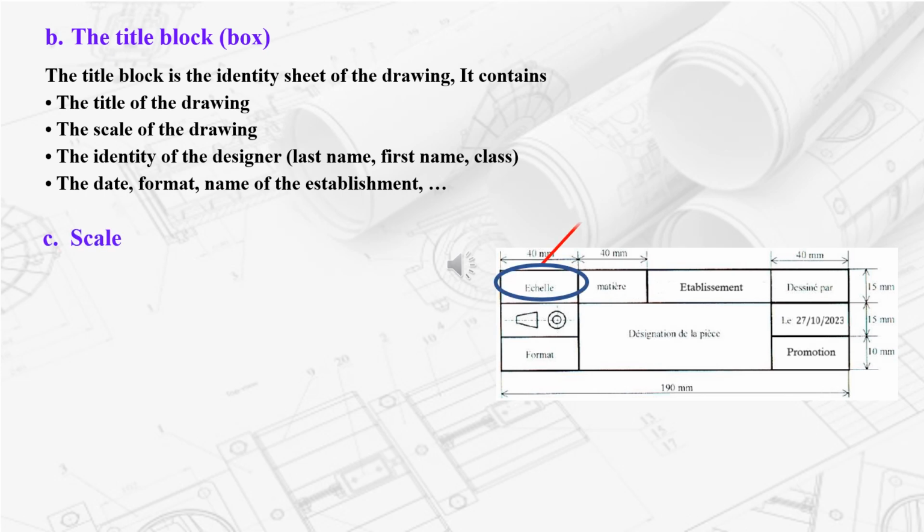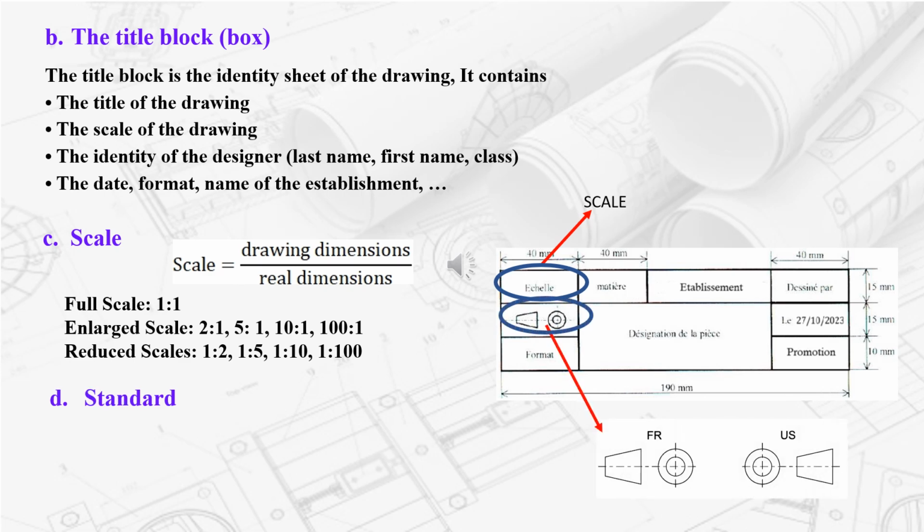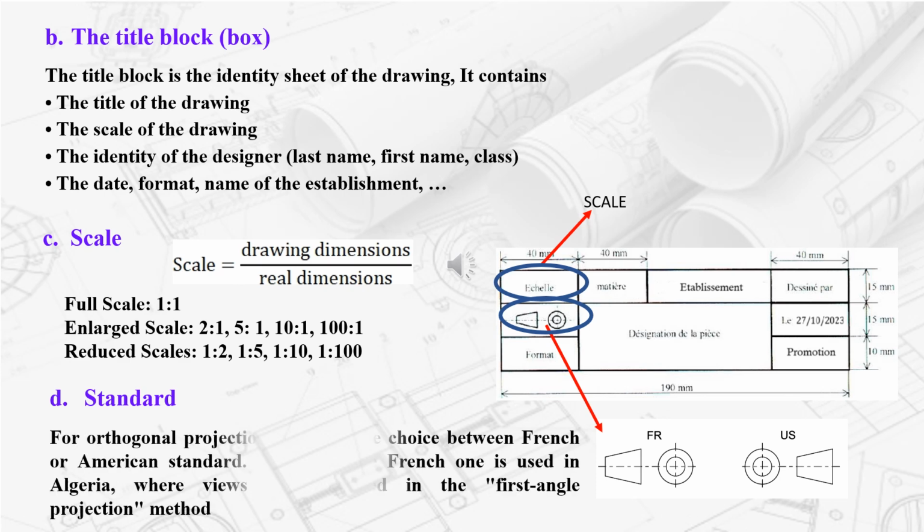Sometimes we need to change the size of the drawing. So, we use scale that shows the ratio between the drawing dimensions and the real dimensions. For orthogonal projection, we have the choice between French or American standard. Generally, the French one is used in Algeria, where views are arranged in the first angle projection method.